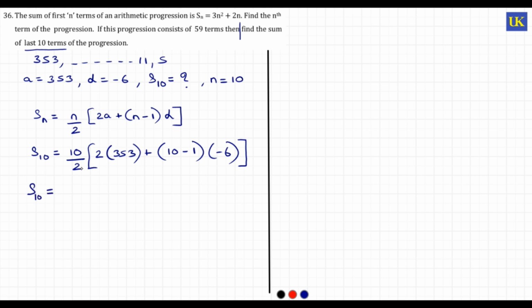So yes, S10 is equal to 2 ones are 2, 2 fives are 10. So 5, 2 into 353 is 706 plus 9 into minus 6. So we'll put the bracket here. Yes, S10 is equal to 5. So 706 minus, because 9 into minus 6 will give us minus here. Instead of this plus we have to write minus, and 9 6 is a 54.